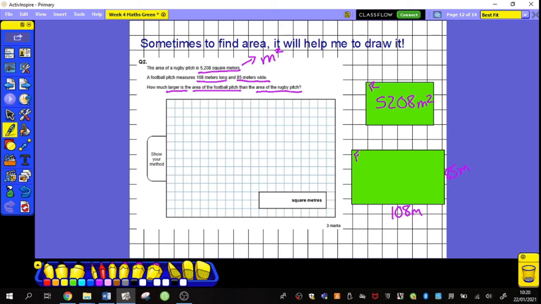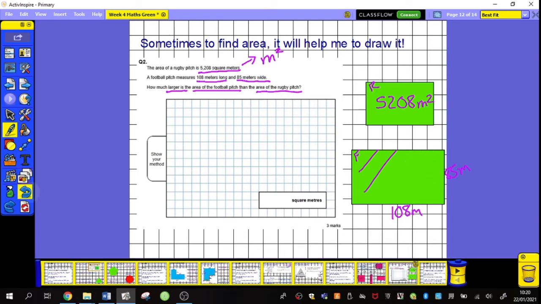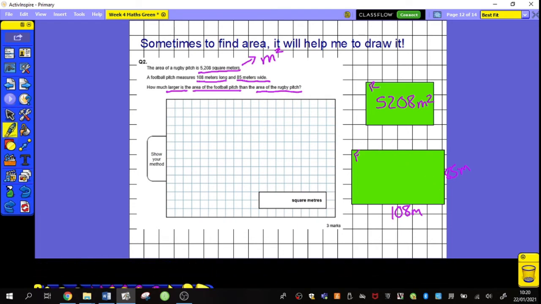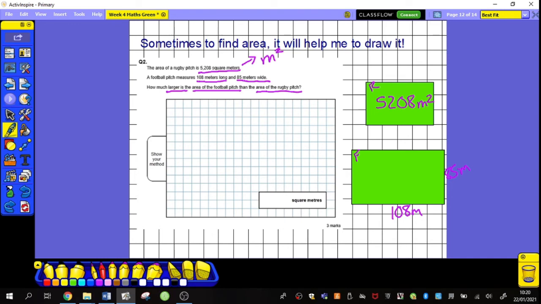So, how am I going to go about solving this problem? I've got all my information, I've drawn the problem, literally drawn the two pitches, I've got all the information on my two pitches. How am I going to solve it? Well, it asks me to calculate how much larger is the area of the football pitch. So the first thing I'm going to need to do is calculate the area of this football pitch. Once I've calculated the area of this football pitch, I can then see how much larger it is than the area of the rugby pitch. So, to calculate the area of my football pitch, I'm going to do 108, I'm going to multiply it by 85.